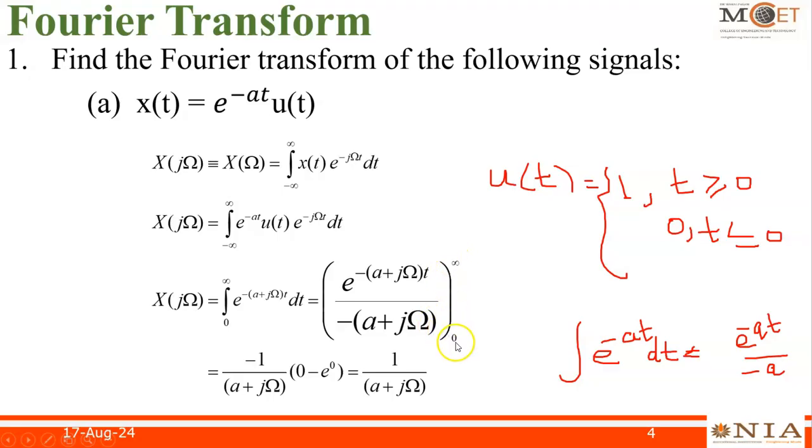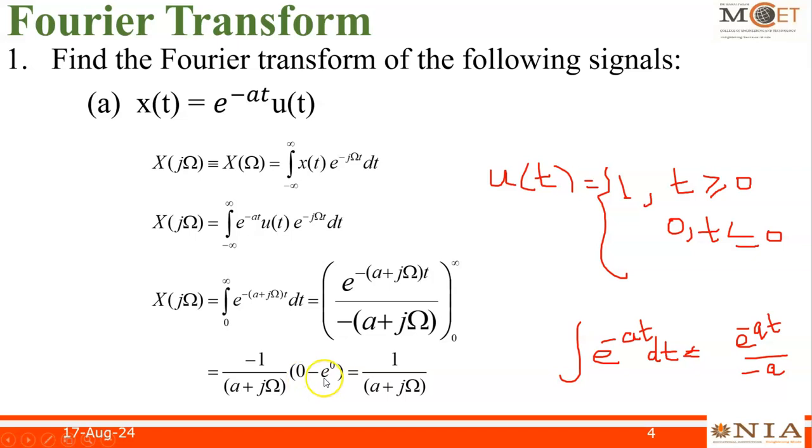And here the limit is varying from 0 to infinity. When we substitute the upper limit and lower limit, we will get minus 1 divided by a plus j omega, which means 1 divided by minus of a plus j omega is a constant term compared to t, so that we are taking it outside. So minus 1 divided by a plus j omega into, when we substitute infinity upper limit, right? E power minus of infinity we have, e power minus infinity is equal to 0, minus lower limit we are substituting. Lower limit is 0. So e power 0 is 1.